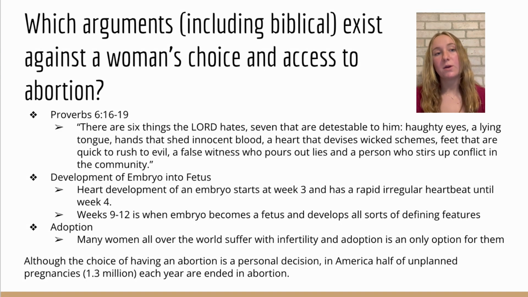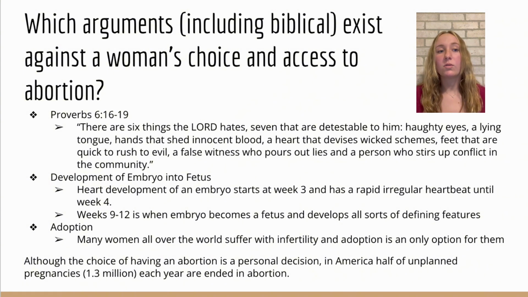Hi, my name's Taylor, and I will be discussing the arguments existing against women's choice and access for abortion. So the first thing I would like to bring up is something that is stated within the Bible, and it comes from Proverbs 6:16 through 19, and it states, "There are 6 things the Lord hates, 7 that are detestable to him: haughty eyes, a lying tongue, hands that shed innocent blood, a heart that devises wicked schemes, feet that are quick to rush to evil, a false witness who pours out lies, and a person who stirs up conflict in the community."